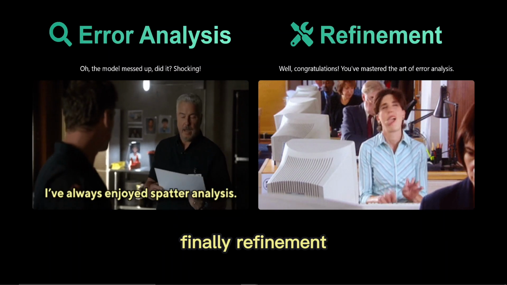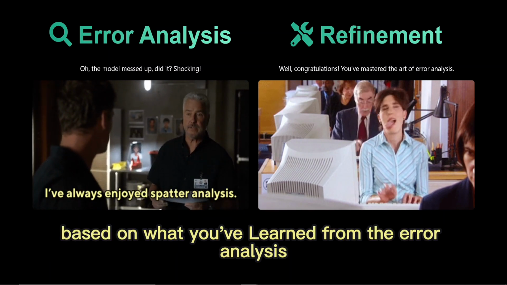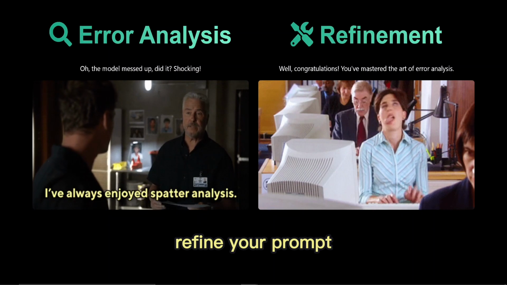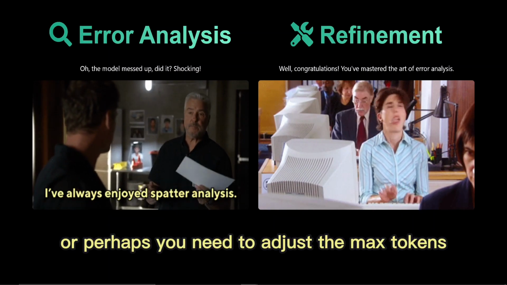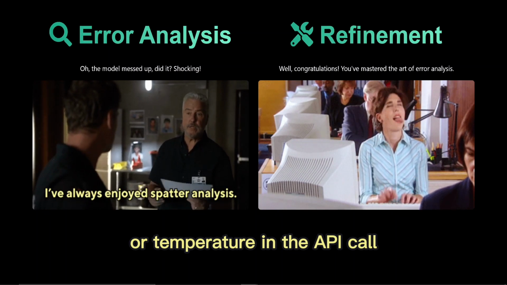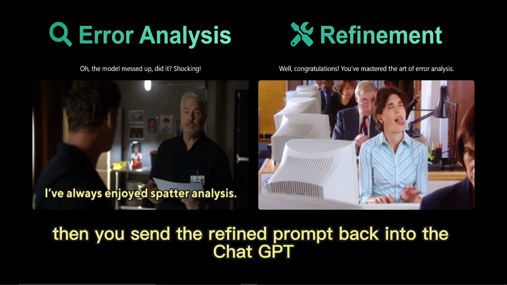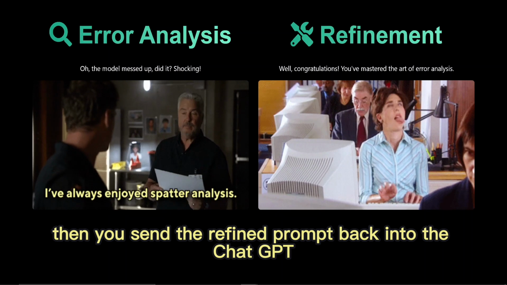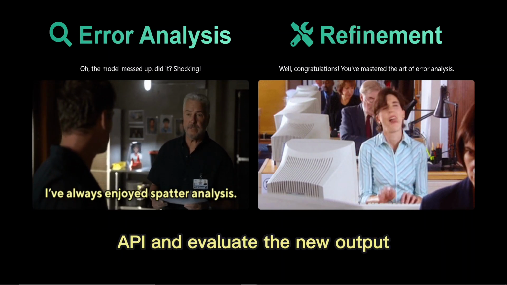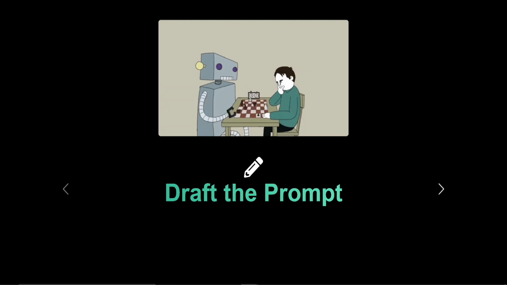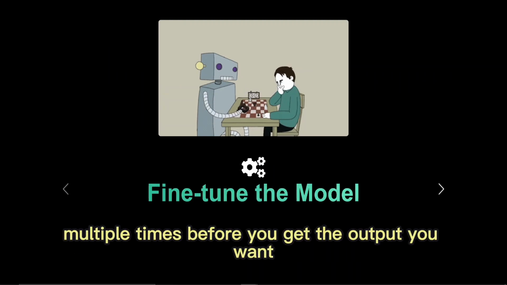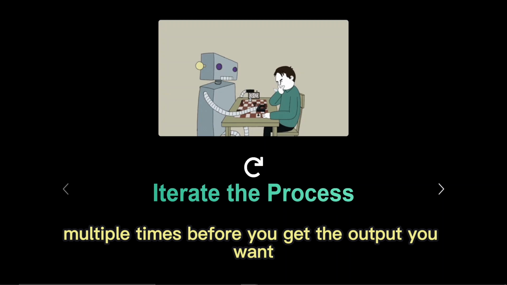Finally, refinement. Based on what you've learned from the error analysis, refine your prompt. Maybe you need to be more explicit, or perhaps you need to adjust the max tokens or temperature in the API call. Then, you send the refined prompt back into the ChatGPT API and evaluate the new output. And remember, this is an iterative process. You'll likely need to go through these steps multiple times before you get the output you want.